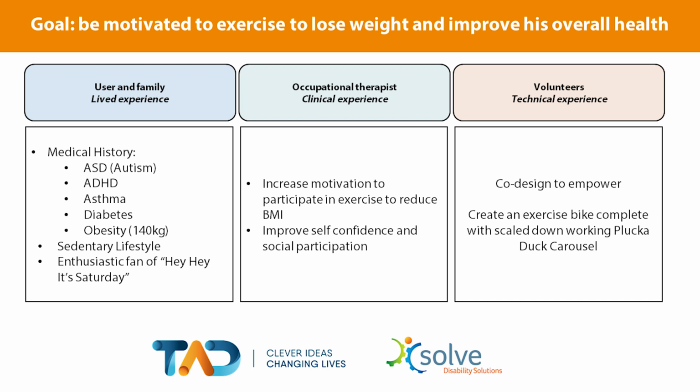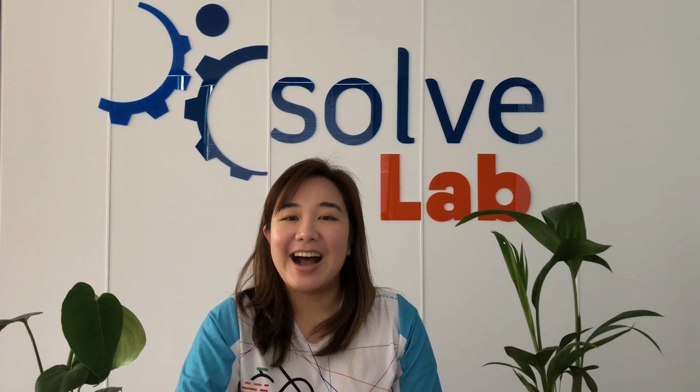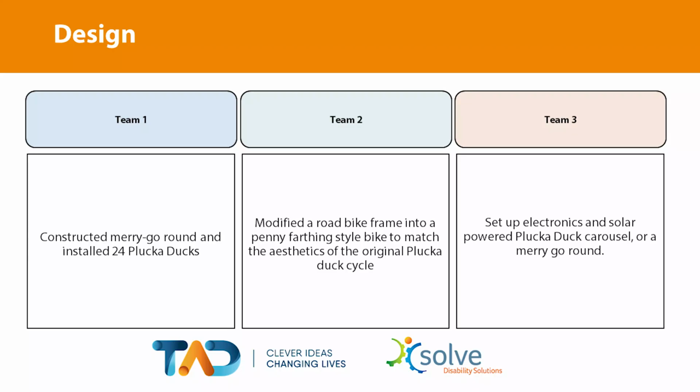The truth is, the original carousel machine has a person inside turning the handwheel of the carousel. Unfortunately, NDIS won't fund a human motor. Hence, our technical volunteers split into 3 groups, one to build the carousel, one to build the penny farthing bike, and the other group to build the solar panel.